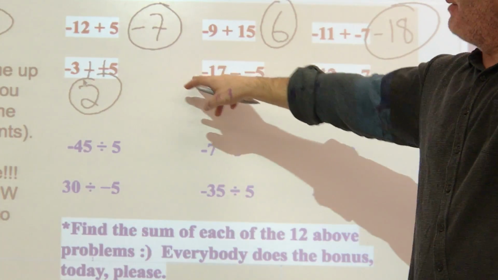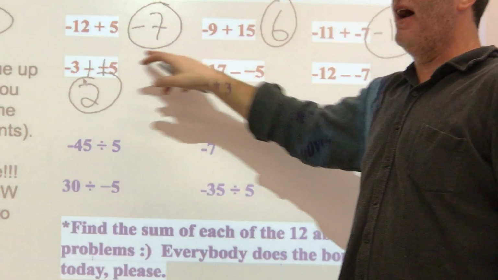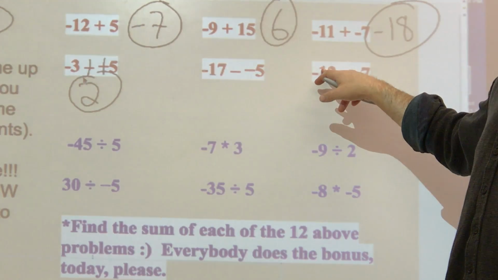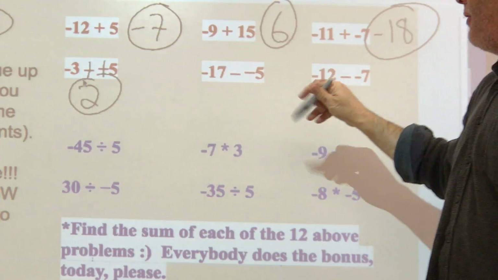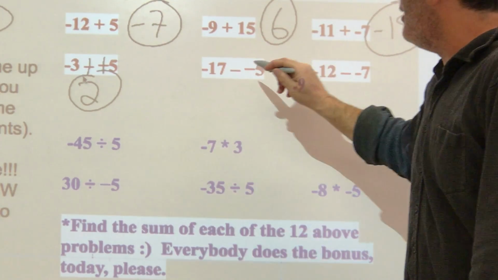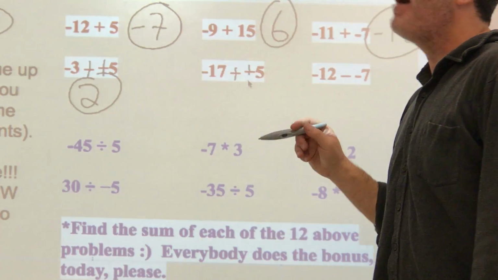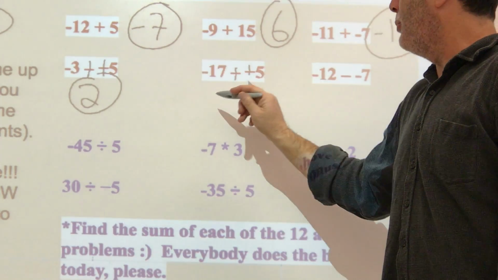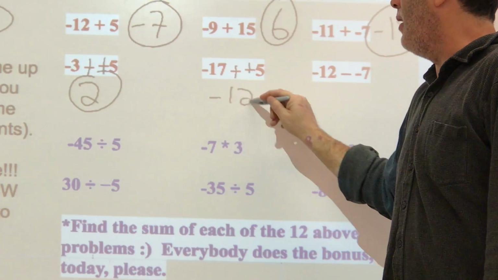This is the trouble area. This is where the classes have been having the most trouble. I recommend strongly you get the practice on these types of problems. Negative 17 minus negative 5 becomes negative 17 plus positive 5, which would leave us at negative 12.